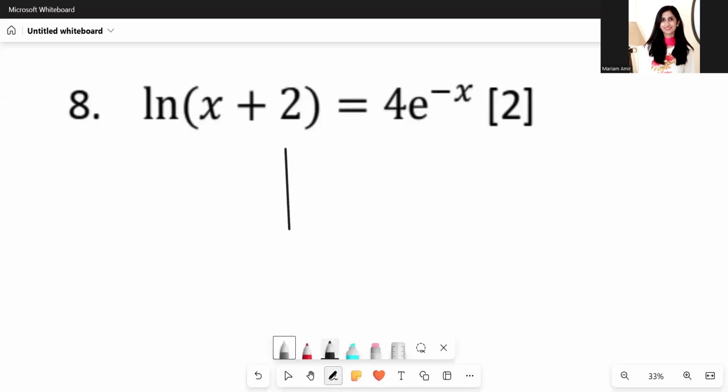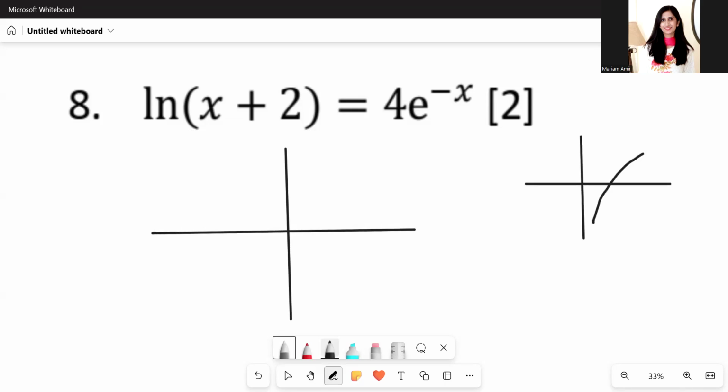So we're going to sketch both these graphs on the same grid. First, I'm going to show you ln x. ln x is like this, like we've just discussed. This is y equals ln x.